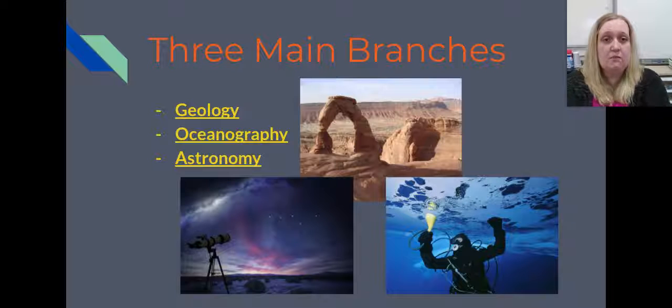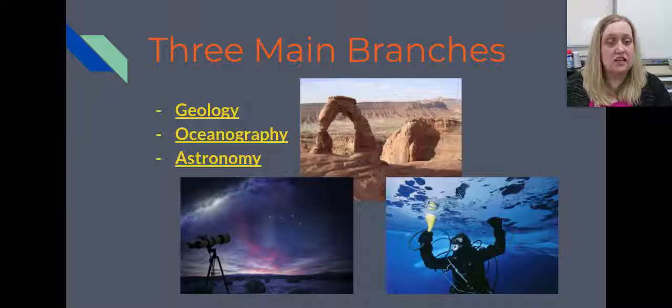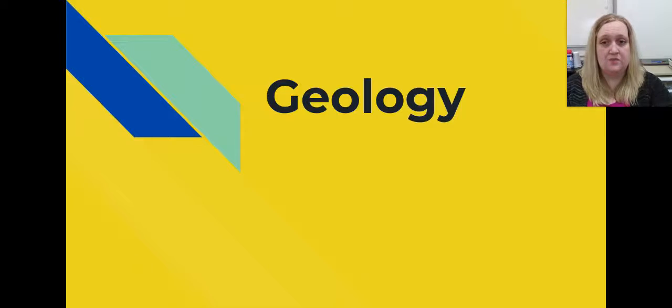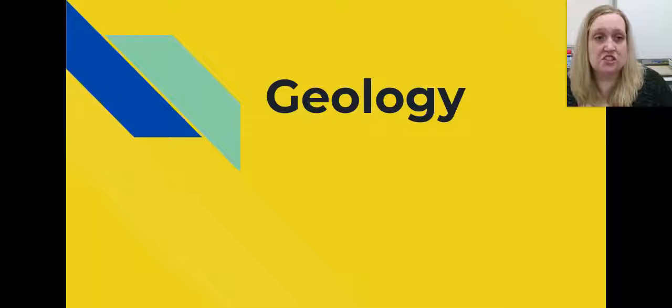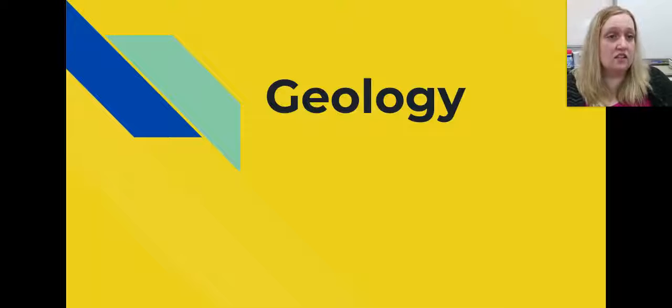Okay, there are three main branches of Earth Science: geology, oceanography, and astronomy. And we're going to talk about all three of these branches and the different types of scientists that go with each one. First one is geology. Geology is the largest branch. It's what our class is going to mainly focus on, the different types of geology, since this is Earth Science.